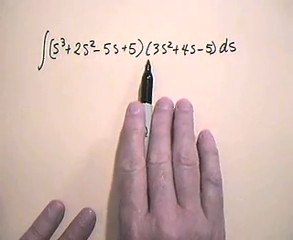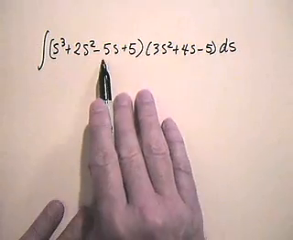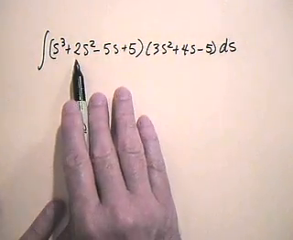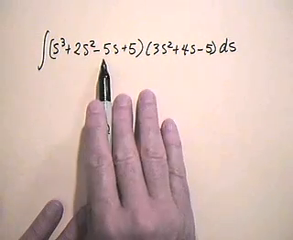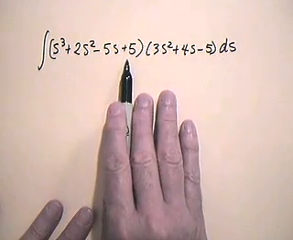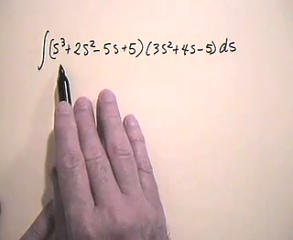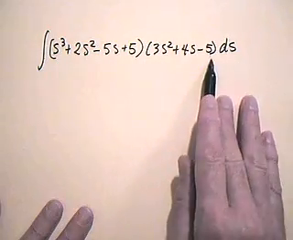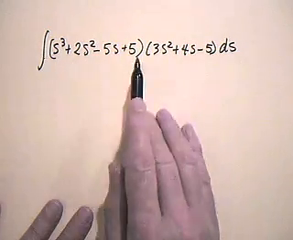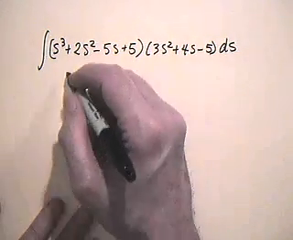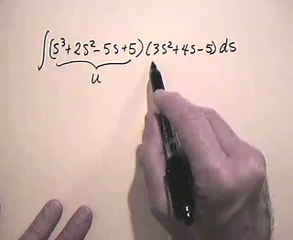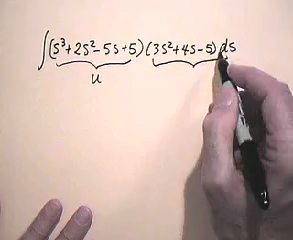But let's look closely. If I take the derivative of this first factor, the derivative of s cubed is 3s squared. The derivative of 2s squared is 4s. The derivative of negative 5s is negative 5. And of course, the derivative of 5 is 0. So what I'm looking at here is a product of 2 factors where the second factor is simply the derivative of the first. So let's set u to be the first factor, and then we know du is all of this.